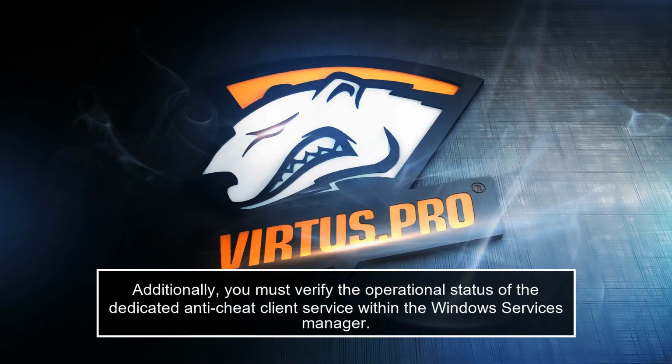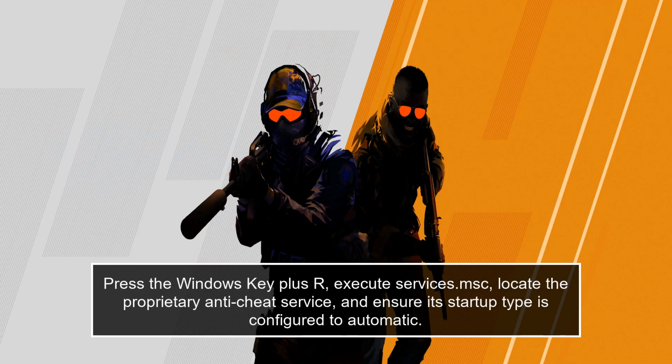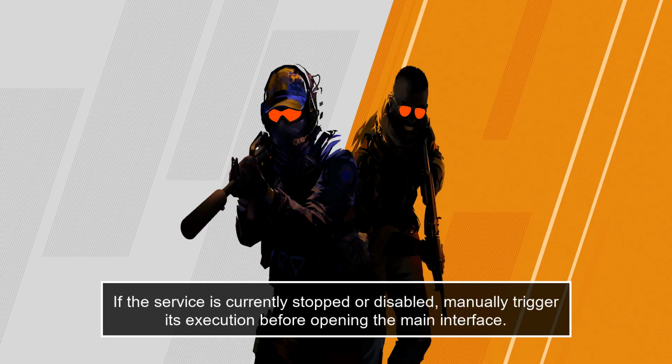Additionally, you must verify the operational status of the dedicated anti-cheat client service within the Windows Services Manager. Press the Windows key plus R, execute services.msc, locate the proprietary anti-cheat service and ensure its startup type is configured to automatic. If the service is currently stopped or disabled, manually trigger its execution before opening the main interface.